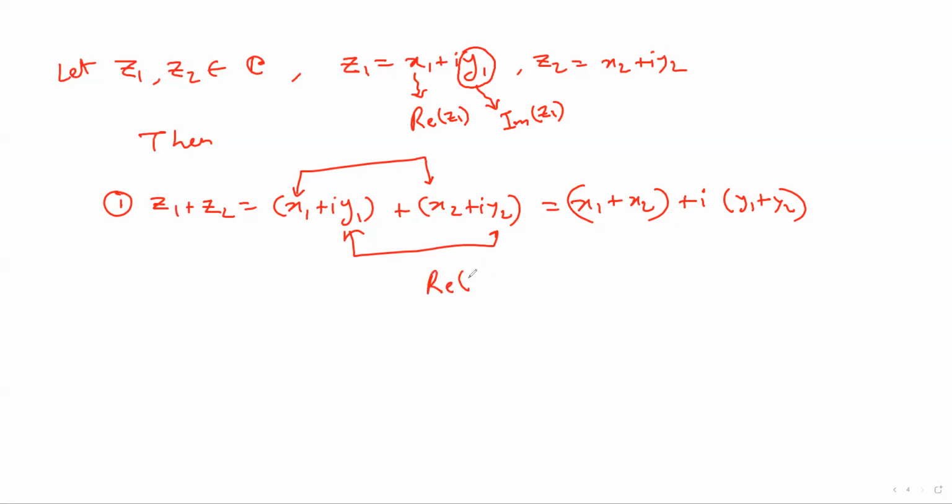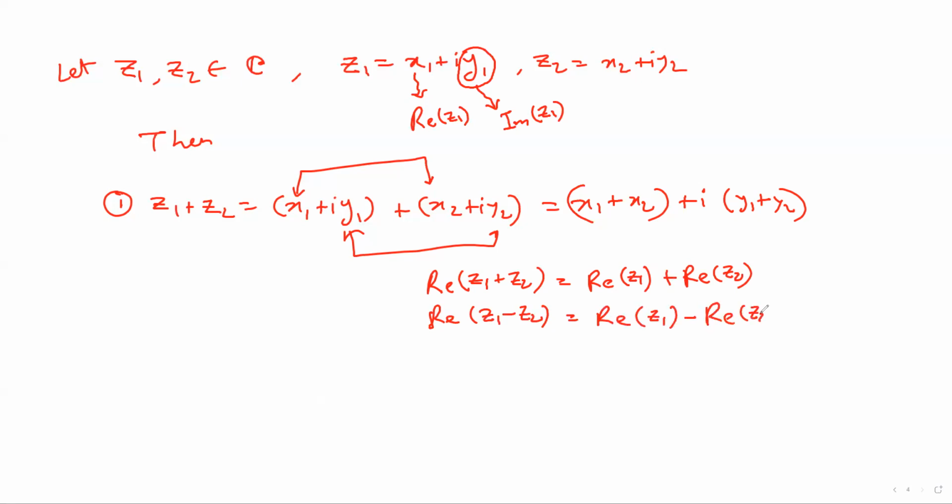It can be stated as: the real part of Z1 plus Z2 is just the real part of Z1 plus the real part of Z2, and the real part of Z1 minus Z2 is just the real part of Z1 minus the real part of Z2. We can define subtraction in a similar manner. Z1 minus Z2 is, if you do the same operation, just a minus comes here. So we would get eventually x1 minus x2 plus i times y1 minus y2. So 2 of the 4 basic arithmetic operations are already defined.